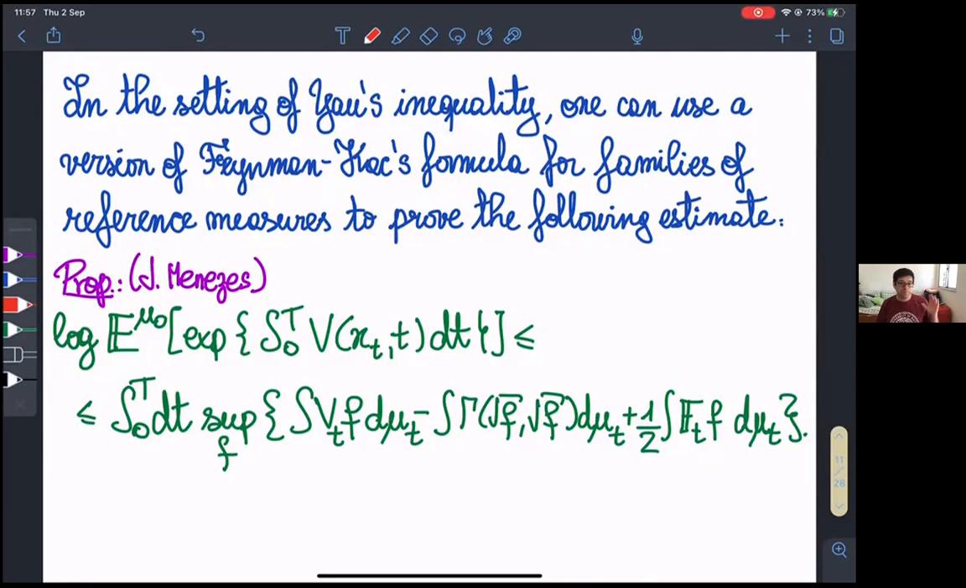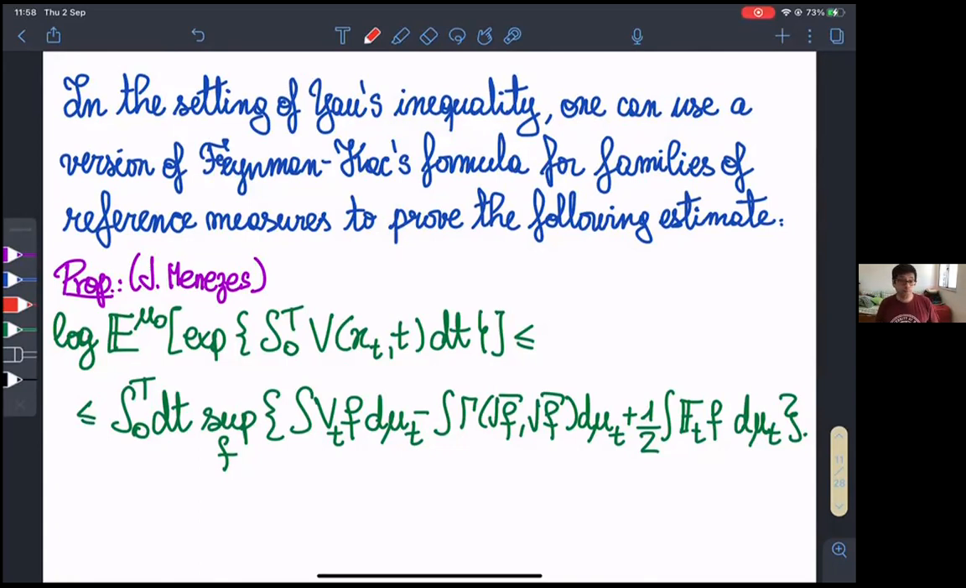So the left hand side does not depend on the choice of mu t, but on the right hand side, yes, and that's a measure of the quality of your initial choice. So this is the setting.